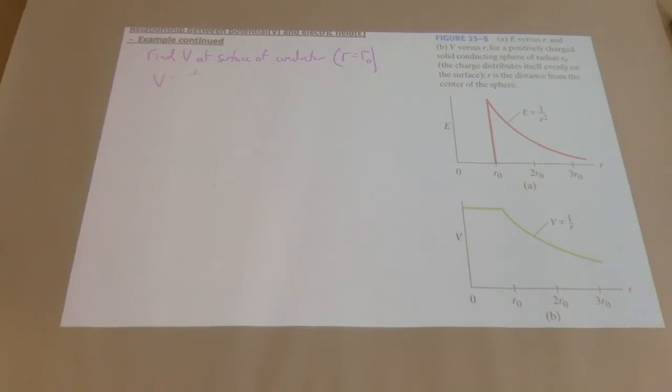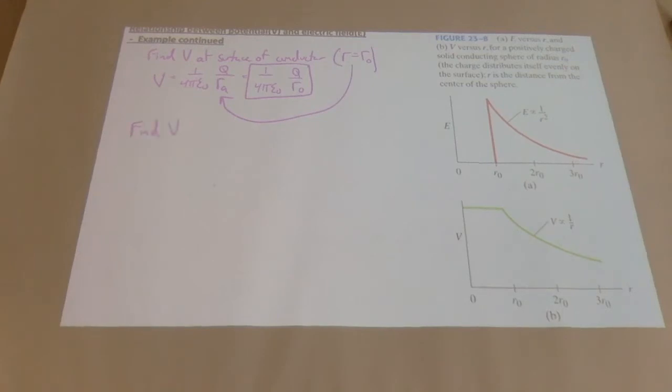V is 1 over 4 pi epsilon naught Q over, last time it was RA. Well, now I'm just going to let that be R0, which means it's 1 over 4 pi epsilon naught Q over R0. I'm not sure why that was even a problem. Agreed? Don't you wish they were all like that? We're just picking a value for R and plugging it in.